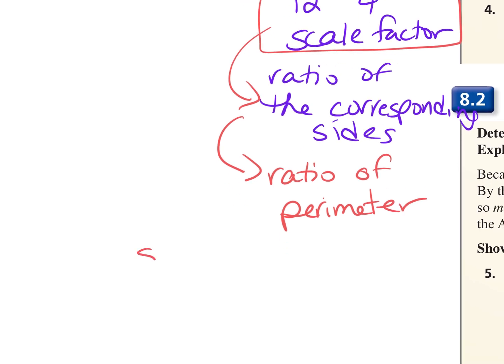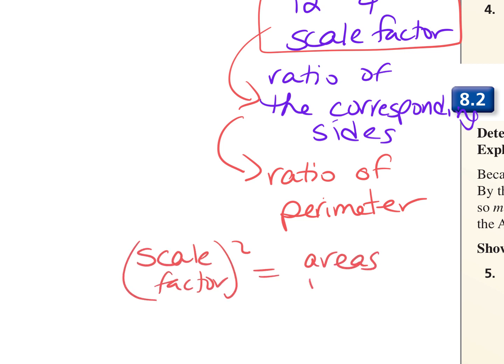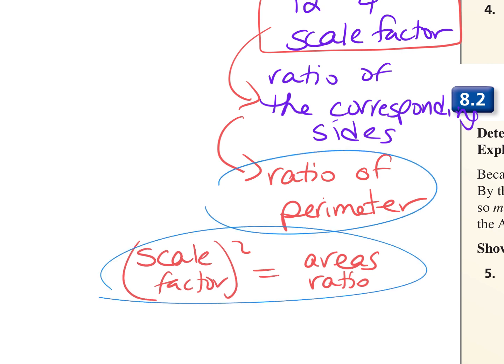However, whenever it's the scale factor squared, that's going to be equal to the ratio of the areas. So the areas ratio. And this was the question on the quiz that a lot of people missed because you forgot to square the scale factor. So let's go ahead and try number 4, because we're going to use this and this to answer number 4.